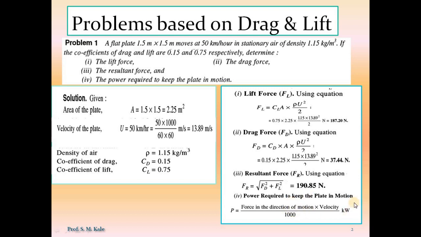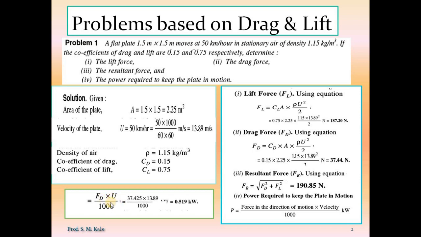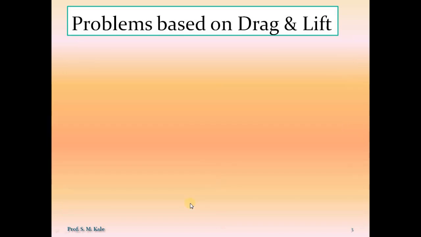So after taking this equation, whatever value of power we are getting, that value of power will be in terms of kilowatt. And here, if we do not take the 1000, that value of power will be only in terms of watt. So the formula for power required to keep the plate in motion is nothing but FD into velocity U divided by 1000. Answer we will get in terms of kilowatt. Put the value of FD, put the value of U, we will get the value of power required to keep the plate in motion, that is nothing but 0.519 kilowatt.